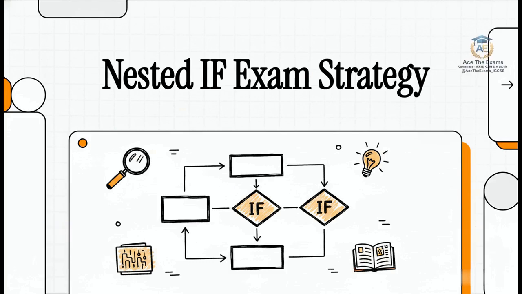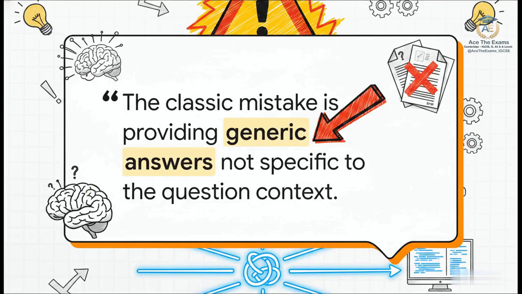We are transforming how you look at exam questions, using the exact strategies examiners wish every student knew. Look at this. We are starting off with a massive, flashing warning straight from the principal examiner reports. This is the exact trap Alex fell into. The report says, quote, "The classic mistake is providing generic answers not specific to the question context. Always link every point to the given scenario." This single mistake costs students a massive amount of marks every single year.